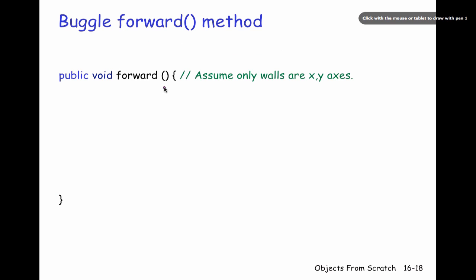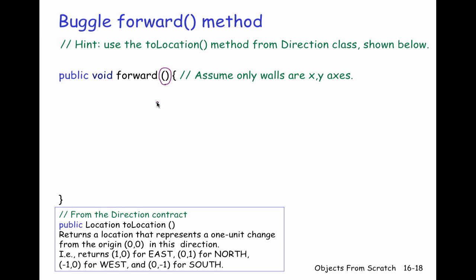To wrap up our discussion of Buggle instance methods, we'll consider two versions of the Buggle forward method. The first is the version of forward that doesn't take any parameters, that moves the Buggle forward 1 unit in its current direction. And as before, we could use conditionals here. For instance, if the Buggle is facing east, then we want to increase its x-coordinate by 1. If it's facing north, we want it to increase its y-coordinate by 1, and so on.